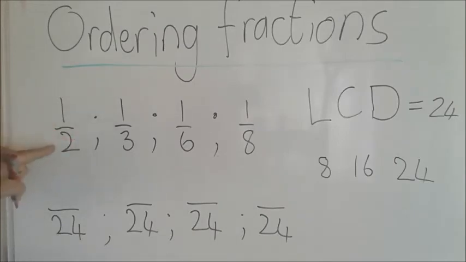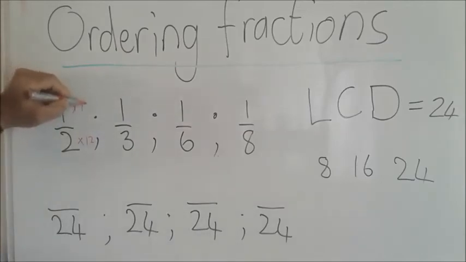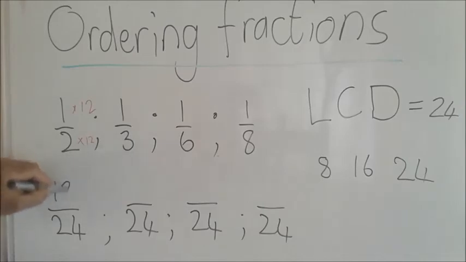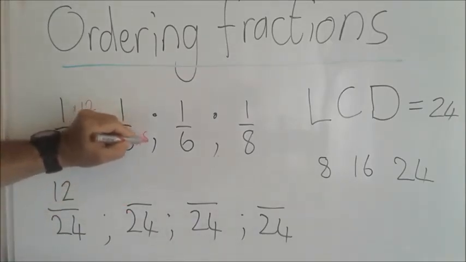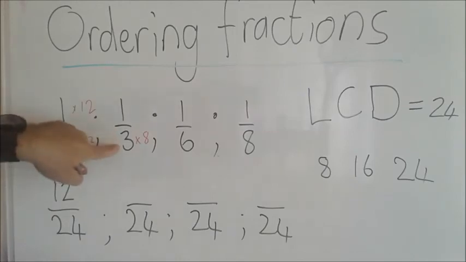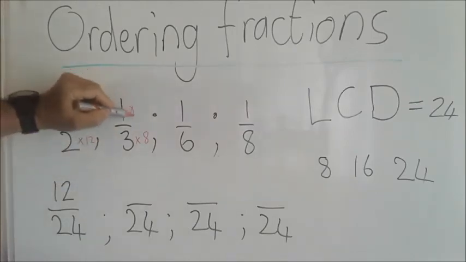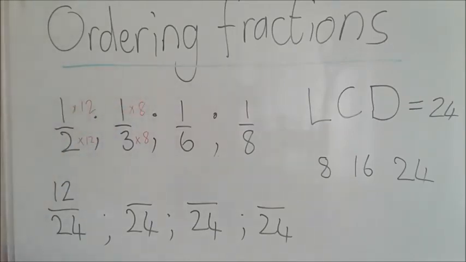To get to 24, I times 2 by 12. That means I need to times the top by 12. And that gives me 12/24. What did I times 3 by to get 24? I times it by 8. What I do to the toes, I got to do to the nose. What I do to the bottom, do to the top. 1 times 8 is 8.